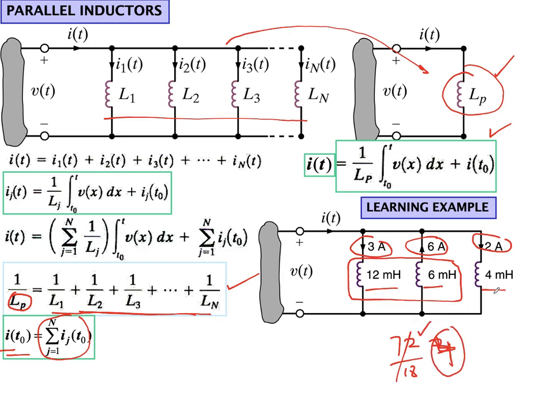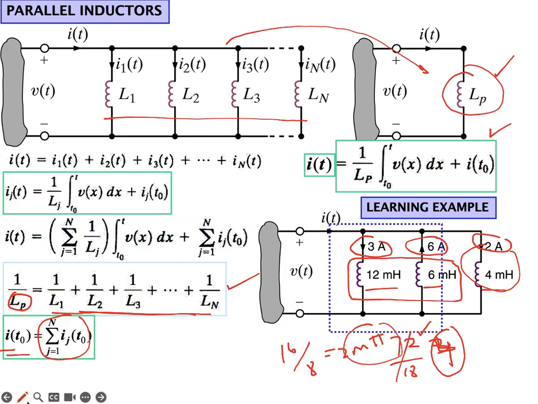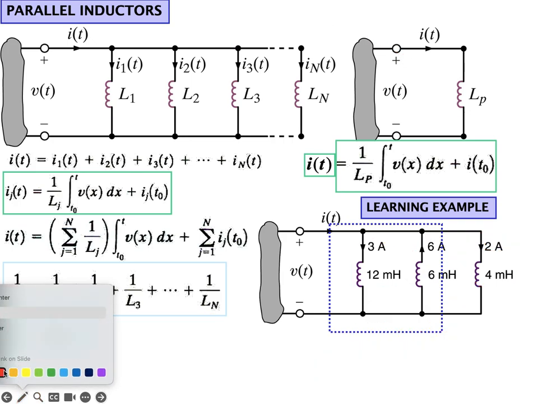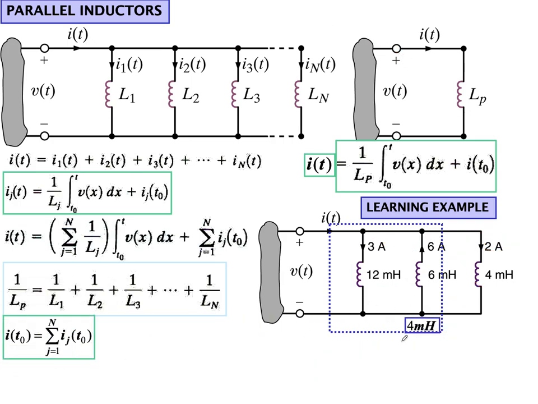And then this 4 millihenry and this 4 millihenry are in parallel. So 4 times 4 is 16, divided by 8. It is 2 millihenry. So the total equivalent inductance that we see over here is 2 millihenry, which we can see by solving it in steps. In the first step, we solve this and get 4 millihenry, and then we solve these two together. Its answer is 2 millihenry.